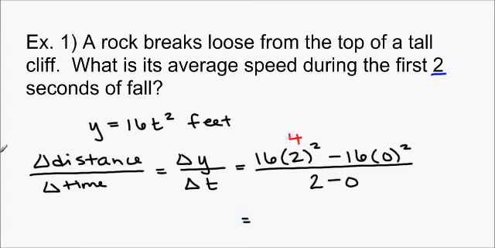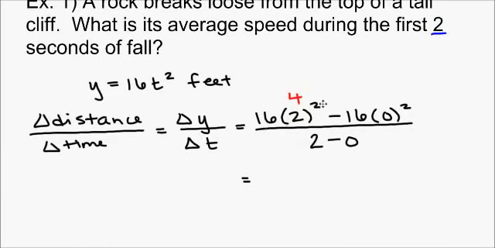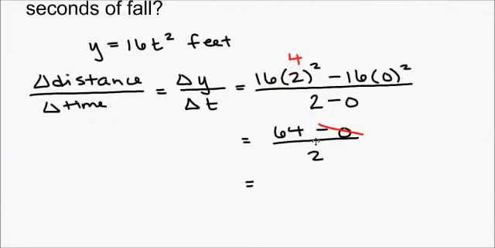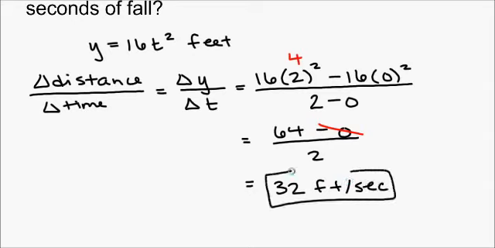Now we're going to simplify. So we have 16 times 4, which is 64, minus, this is going to be 0, because anything times 0 is 0, over 2. Minus 0 goes away, and 64 over 2 is simply 32. And our unit, remember we had feet for distance and seconds for our time. So our average speed is 32 feet per second.